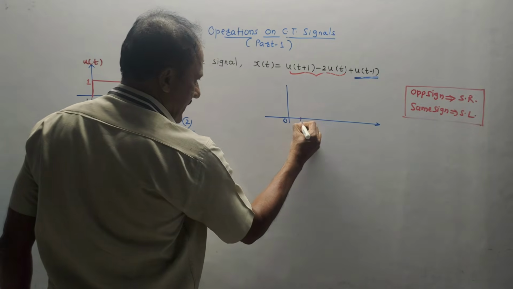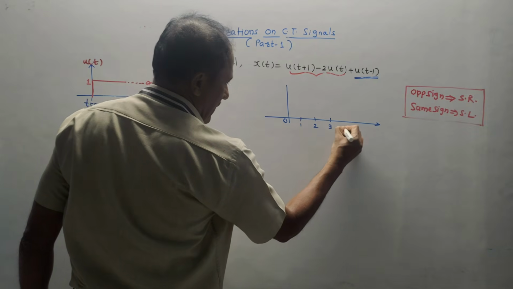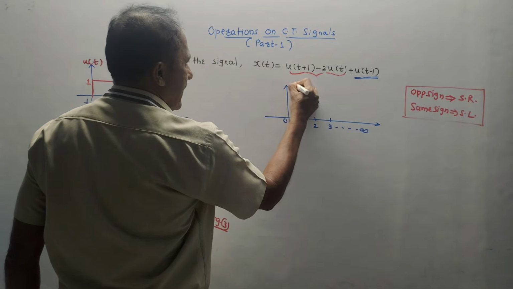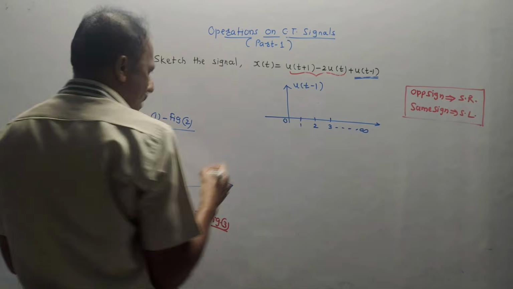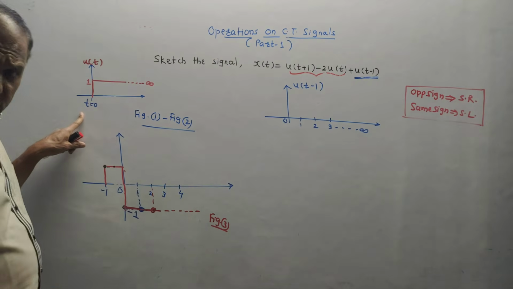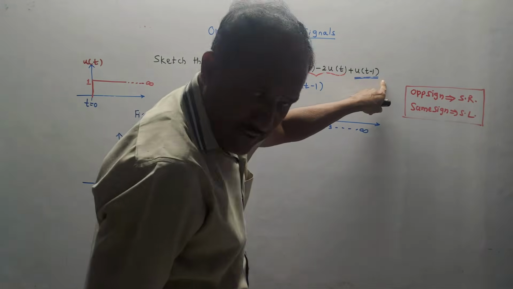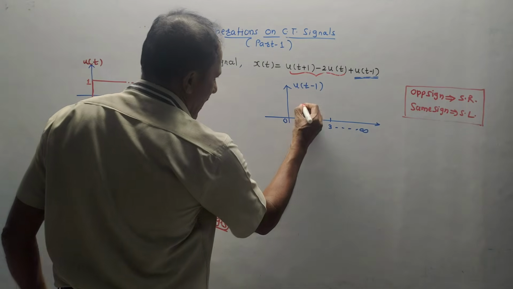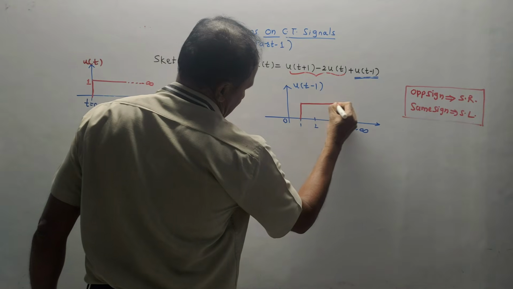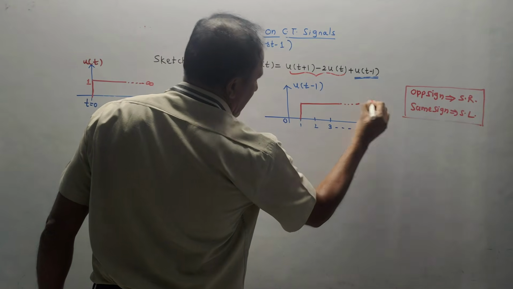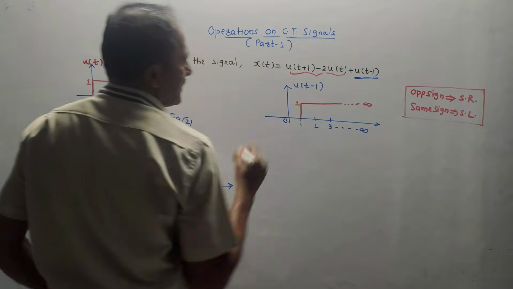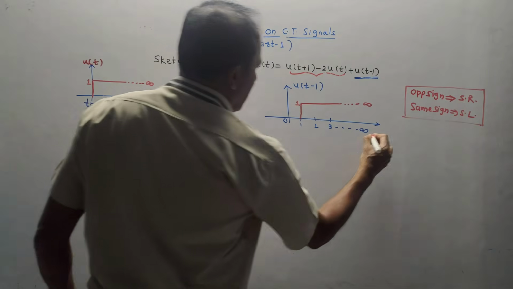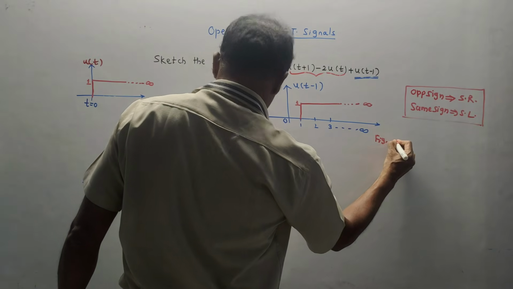So first draw this diagram. Mark some scales like 0, 1, 2, 3 till infinity. This is diagram for u of t minus 1. Original diagram was starting from 0. It is shift right by 1 position. So new diagram will start from 1. Like this. It will be till infinity. Its amplitude is 1. Again, give some figure number. Say figure 4.